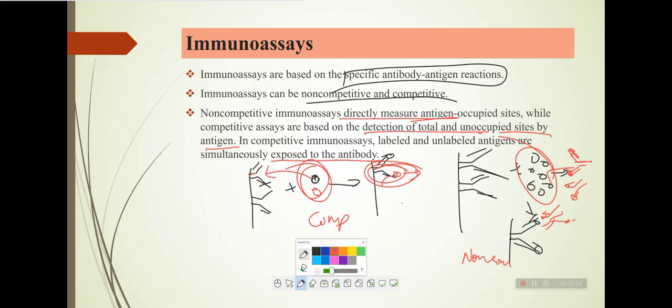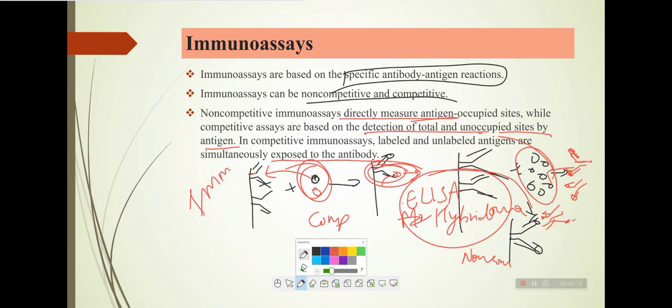This type of immunoassay is used in ELISA. In the next video we will discuss ELISA and monoclonal hybridoma technology. These both are based on immunoassay. Okay, today we discuss only till immunoassay. In the next video we will discuss ELISA and hybridoma technology. Okay, thank you.